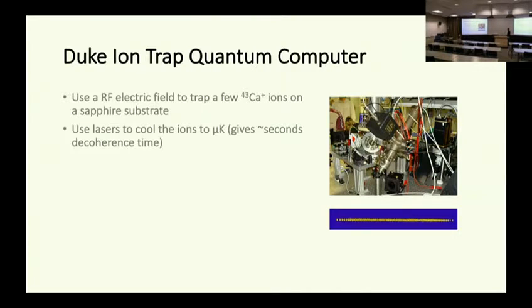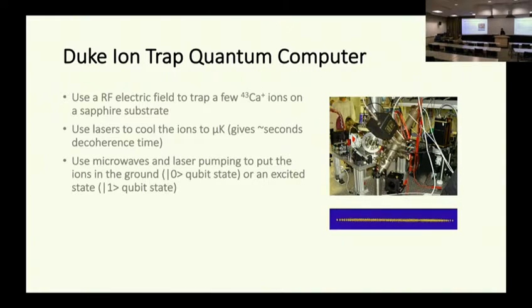Now you use lasers to cool the ions, to microkelvins. So here you are not using liquid helium, but using lasers to take away energy, to cool them. Remember, cooling, temperature, is just a measure of the motion. So basically lasers take away that motion. That's cooling. This gives them coherence times that could be seconds, which is actually pretty good. This is probably one of the most promising architectures at the moment.